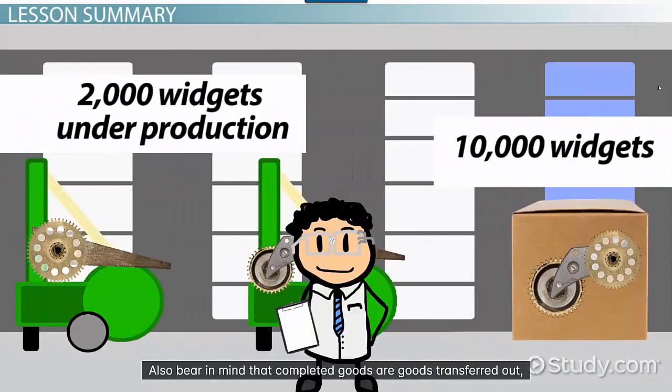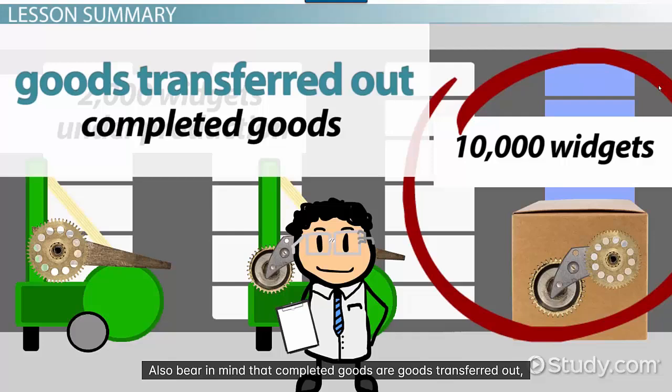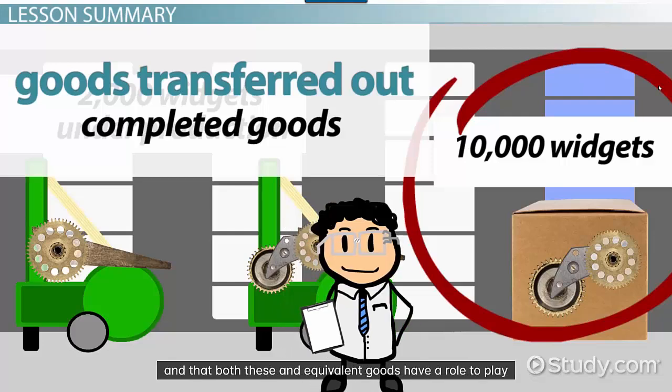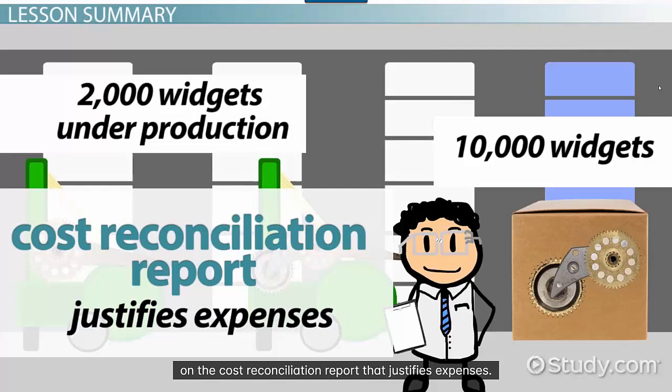Also bear in mind that completed goods are goods transferred out, and that both these and equivalent goods have a role to play on the cost reconciliation report that justifies expenses.